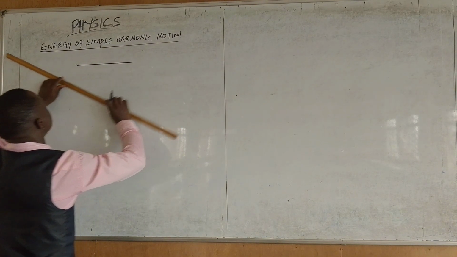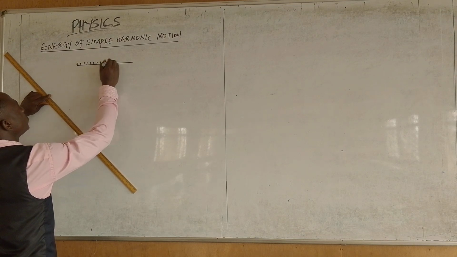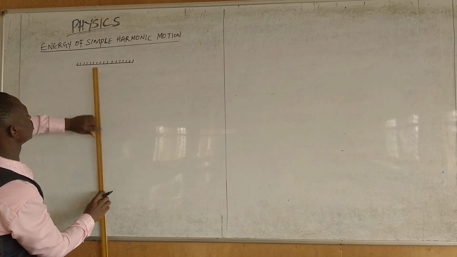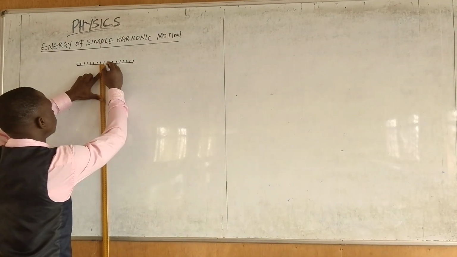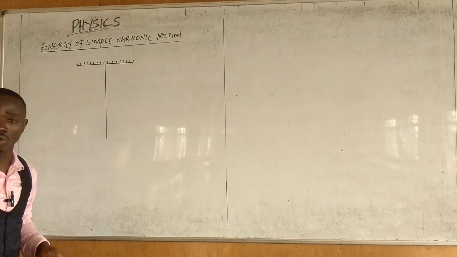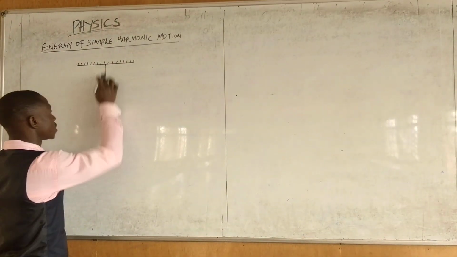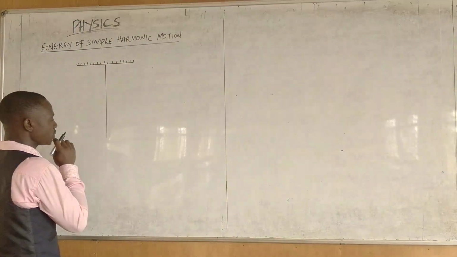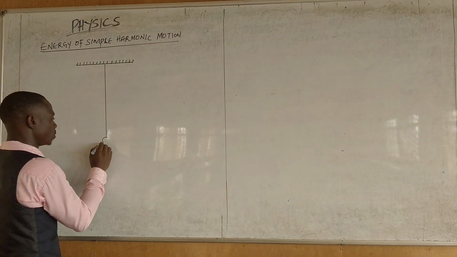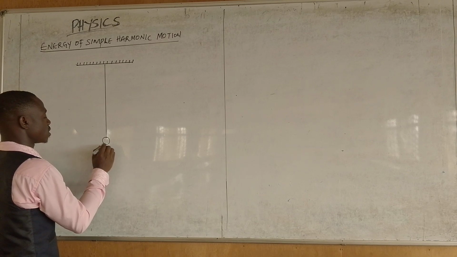If this is a rigid support, please, for you to understand this topic, you must have watched my first two videos on simple harmonic motion. This is the concluding part, please. And this one is a rope. That's a string. Then with a bulb here at the equilibrium position, C.